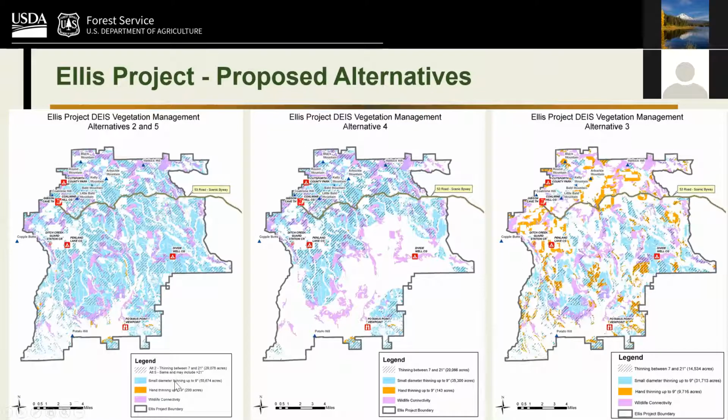And then the purple is wildlife connectivity, stands that meet the forest plan requirements of wildlife connectivity. And that is part of the east side screens as well. So just a glimpse of comparing the alternatives for veg management.